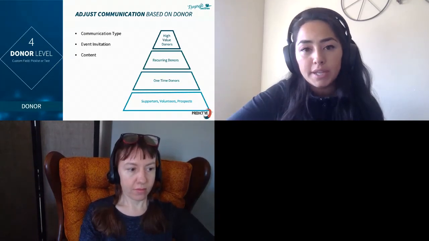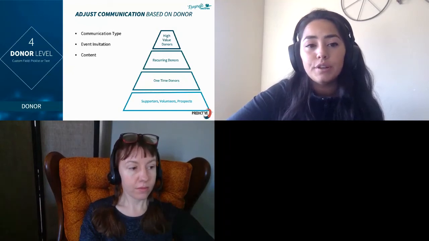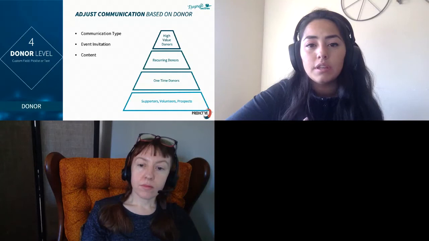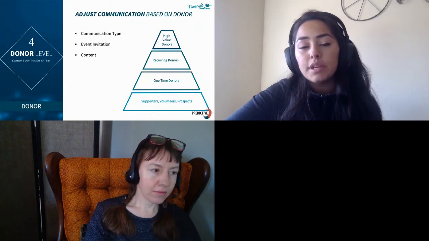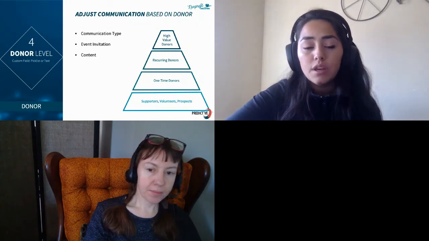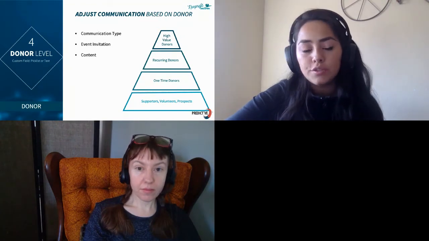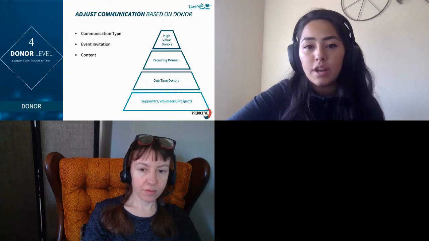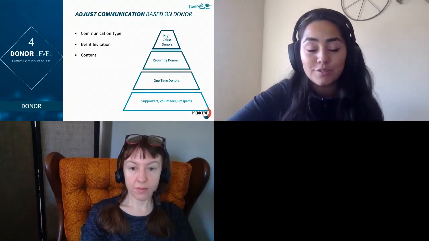And as Sharon mentioned, adjusting the content based on the donor level. You can not only adjust the content, but you can also adjust the communication type. Maybe your constituents share with you how they would like to be communicated with, if that's via phone, email, or maybe a letter. So it's really important that you communicate with them in a way that they prefer. Also, you can adjust your event invitation. So for example, if you do have a VIP event, obviously you want to invite your high value donors and maybe not so much your volunteers or prospects to that event.